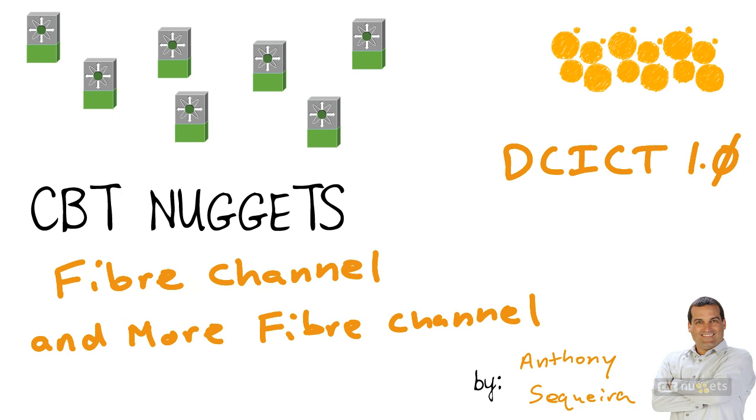In the previous nugget, we discussed the block protocol of SCSI and how great it's going to be for the commands associated with reading and writing to a storage facility. Now, we know that one of the options for carrying these SCSI commands was Fibre Channel, and I promised you that we would go into much greater depth on this important storage area networking technology. So guess what? That time has arrived. Let's do it now in this nugget entitled Fibre Channel and more Fibre Channel.